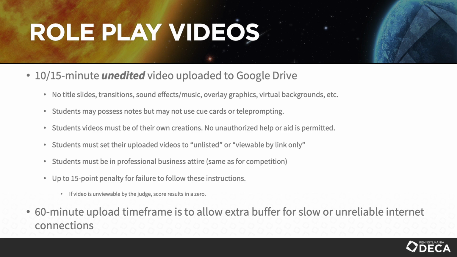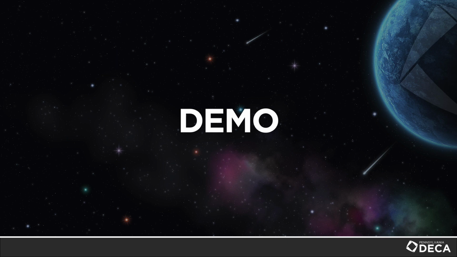Finally, we've allocated 60 minutes for you to create and upload your video to account for internet connections varying across the state. In our tests, most videos should take 10 to 15 minutes to upload, but again, your mileage may vary. If you anticipate having internet problems when competing, please contact your chapter advisor for assistance. Now let's walk through a demo of the roleplay system and show you how it works.